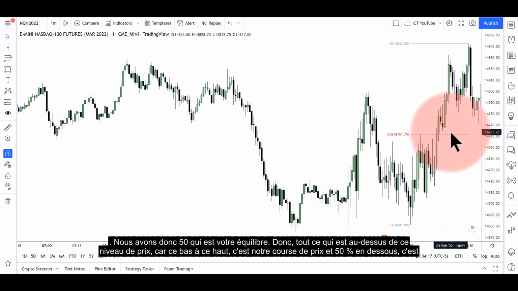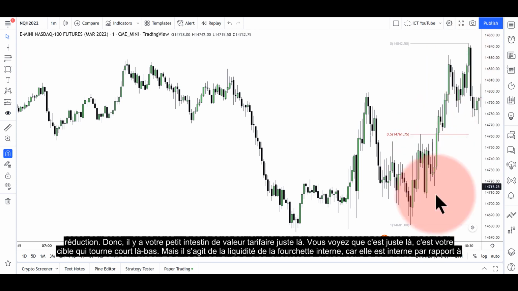That's your equilibrium. So everything above that price level, because this low to that high, that's our price run, and 50% below it is discount. So there's your little fair value gap right there. You see that? That right there. That's your target going short there.